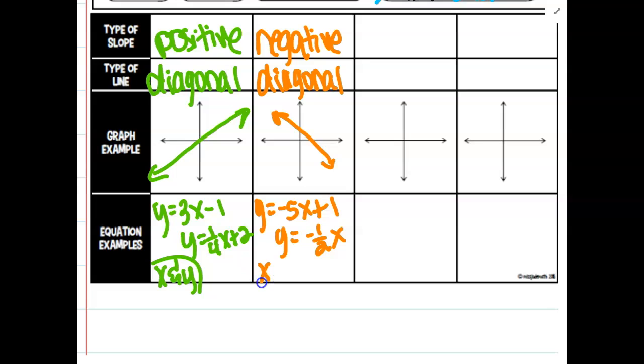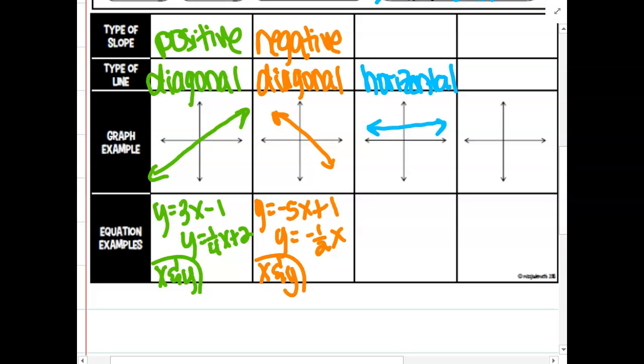Now these equations, if you notice, they also have an x and a y. Okay, most of your lines are either going to be positive or negative, but sometimes you could have a line, and we saw this earlier, that's going to be a horizontal line. Okay, it's going to look like this, a horizontal line.